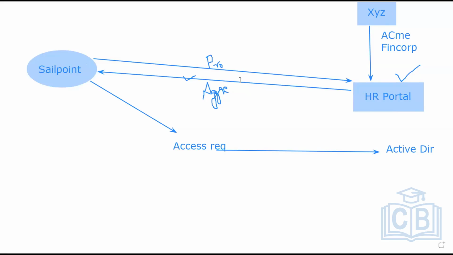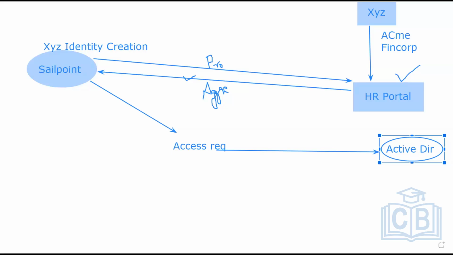So XYZ joins a company. Here the XYZ identity will be created. Once the identity got created, he will receive an email saying, this is your credential to access the Sailpoint application. So he can log in into the Sailpoint application, and whatever access he is looking for, he can submit an access request to gain the application access. It's not only Active Directory, it could be any other application as well.